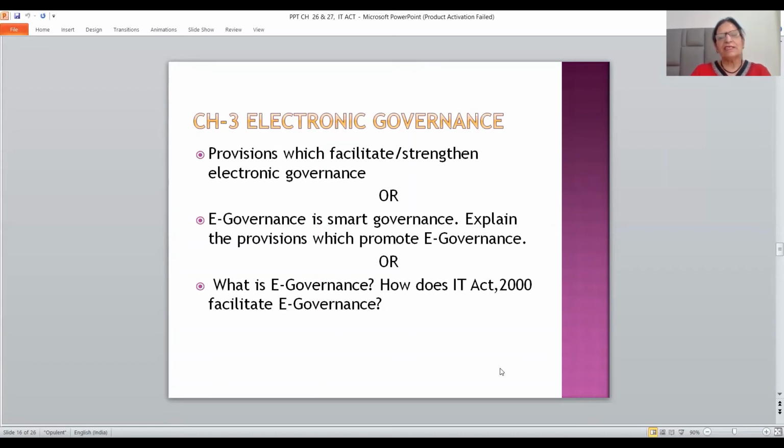E-governance is smart governance. SMART: S stands for simple, M for moral, A for accountable, R for responsive, and T stands for transparent government. So friends, now I'll take up the answer for this question.